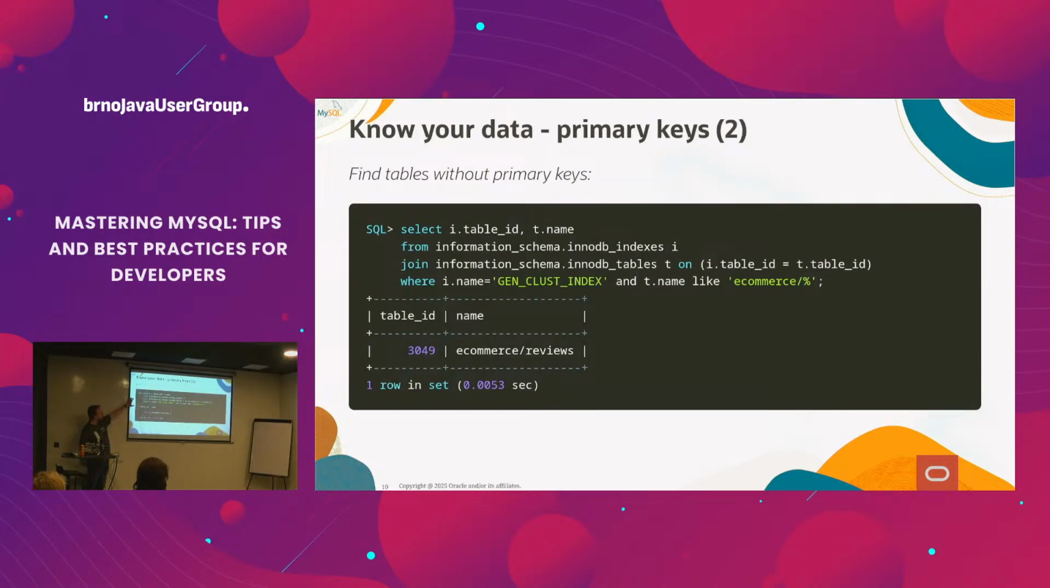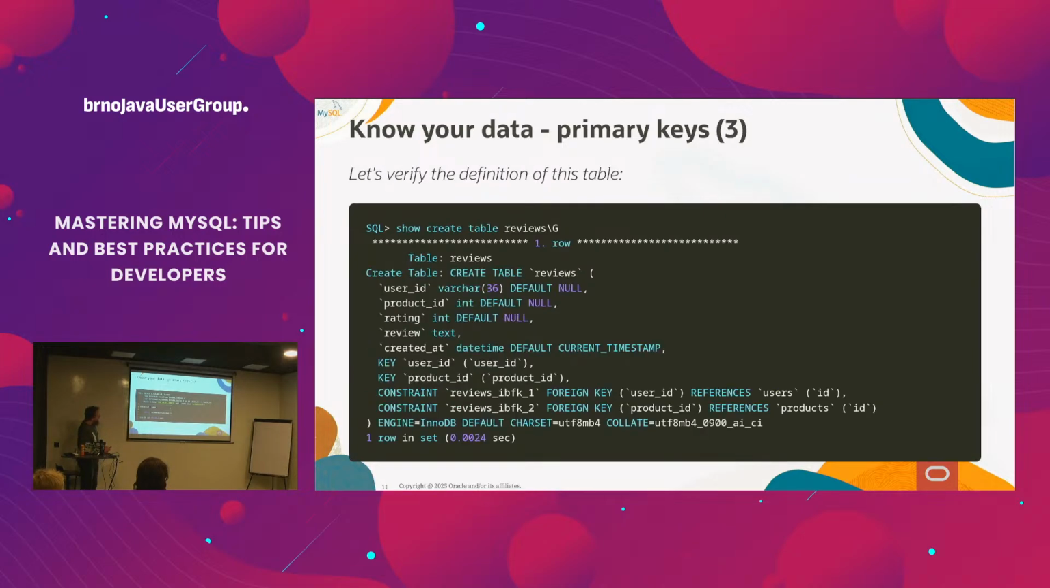This query provides us all the tables that don't have a primary key. When you don't have a primary key, InnoDB will use the GEN_CLUST_INDEX. This is the name of it, and it is shared between all the tables without primary key. With this, you can see that, for example, in our example, the table e-commerce review has no primary key. So this one is a bad table. We should modify it.